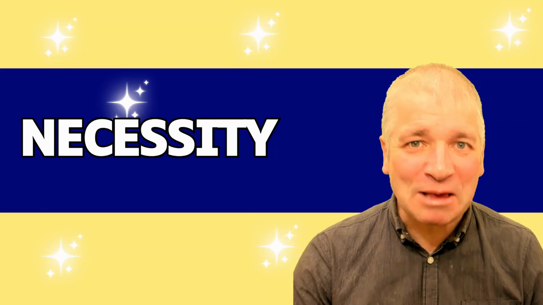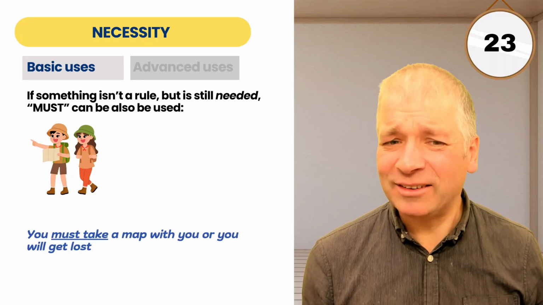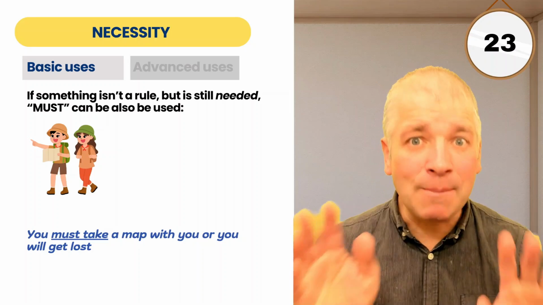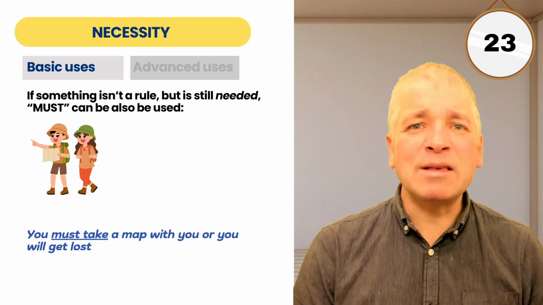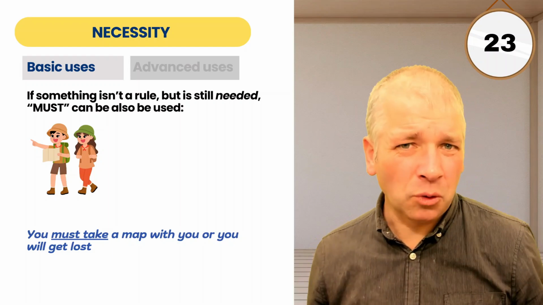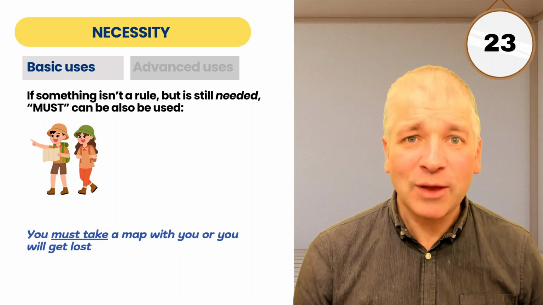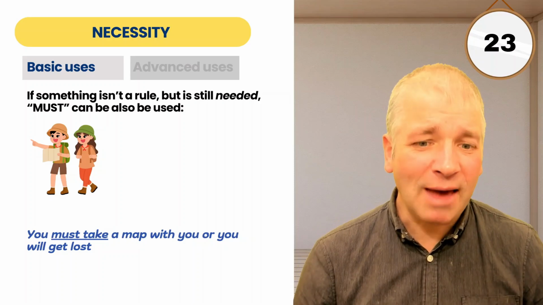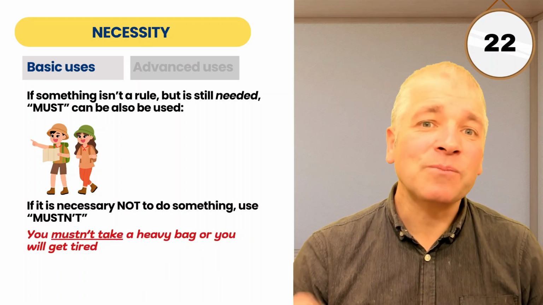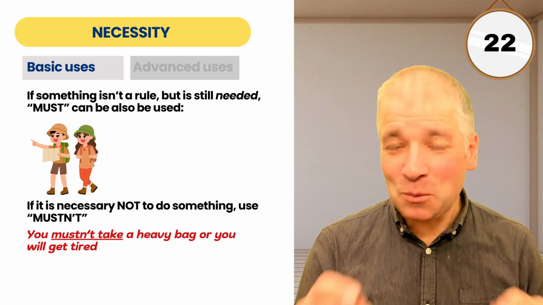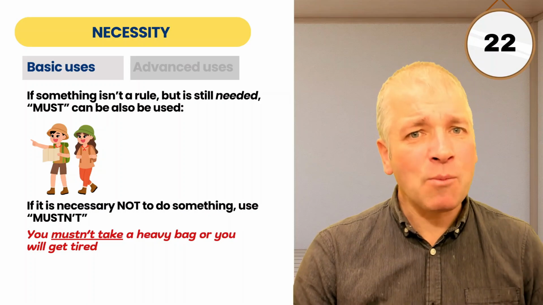Now for necessity. If something isn't a rule, but is still needed, must can also be used in the same way. Look at these two people about to go on a journey. What is necessary, not what's a rule, but what is generally thought to be necessary for a journey like this? Well, you could say you must take a map with you or you will get lost. And in the negative, you mustn't take a heavy bag or you will get tired. So must and mustn't can be used for necessity in the same way as obligation.